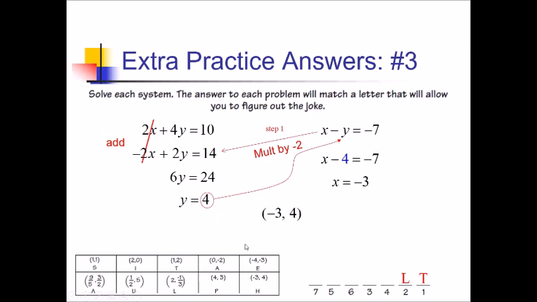Looking at my answer boxes down here, I see negative 3, 4 with h. So let me find blank number 3, that's right here, and put an h there.